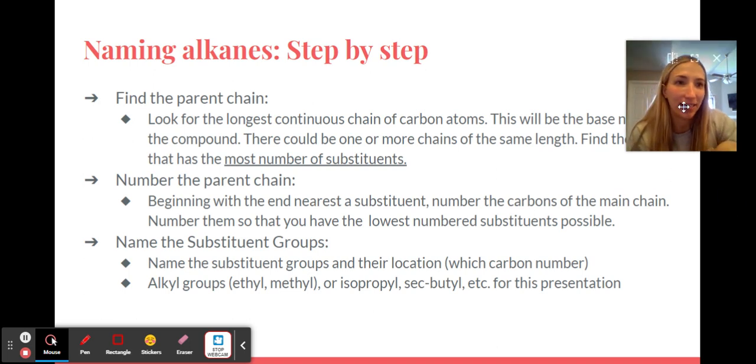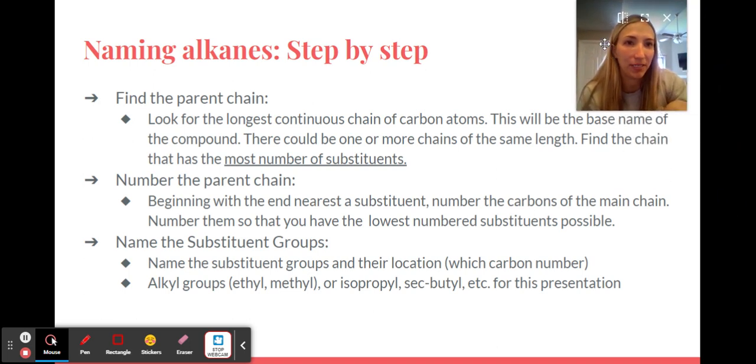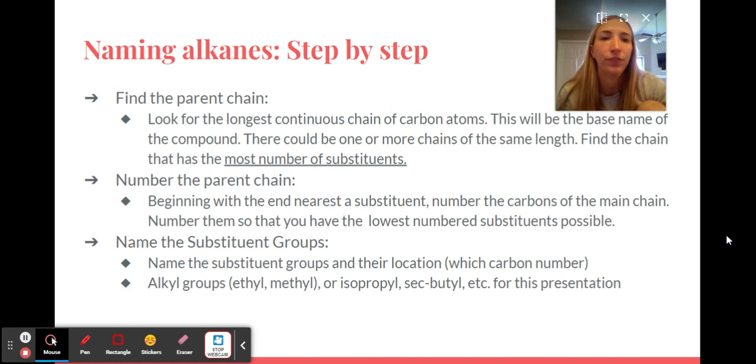So naming alkanes, a little step-by-step here. So first you're going to find the parent chain. So you're going to look for the longest continuous chain of carbons. It'll be the base name of the compound. There could be one or more chains of the same length. So at that point, you find the chain which has the most number of substituents. Sometimes there will be shorter chains. You always just want to go with the longest.